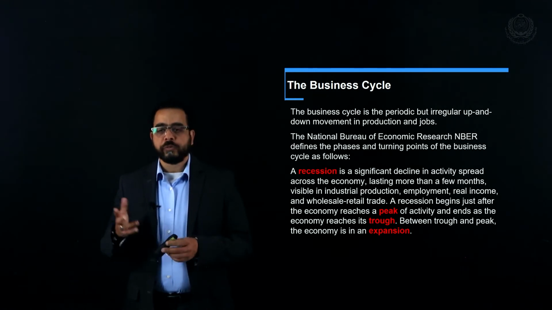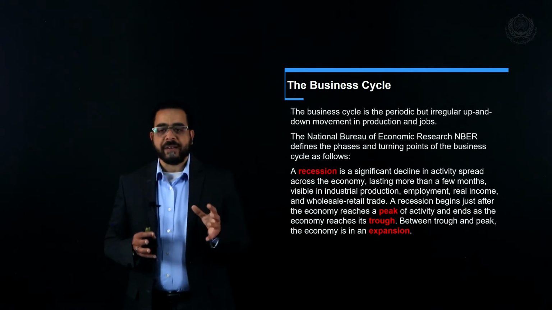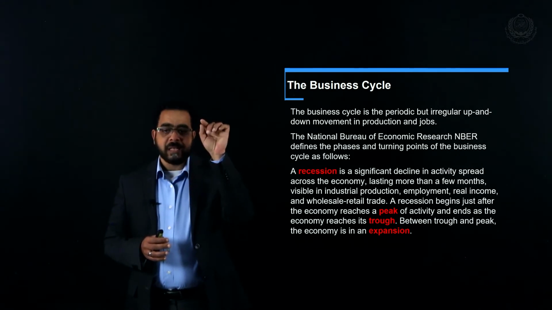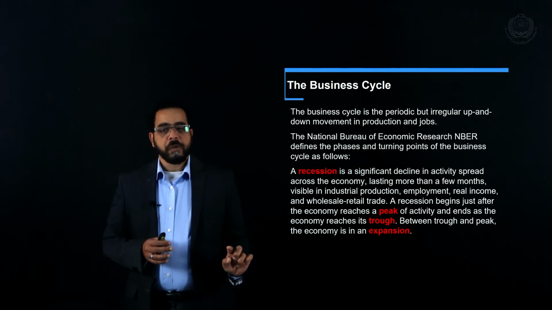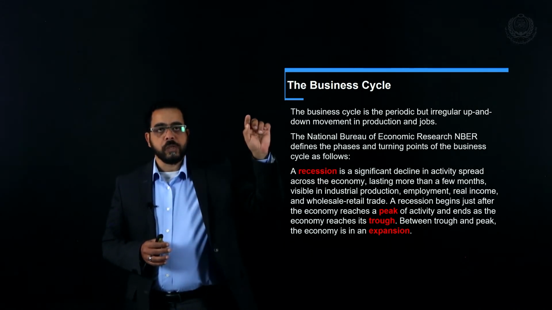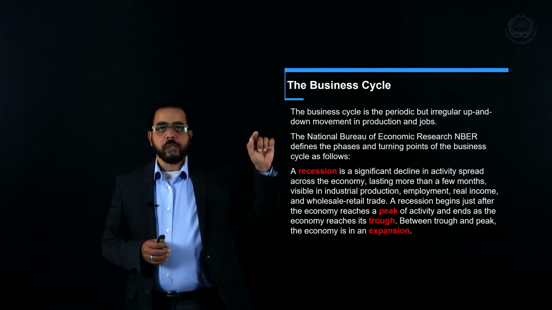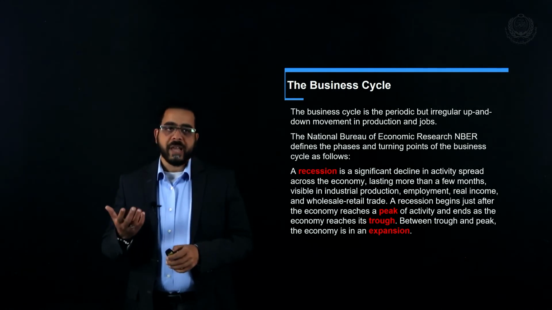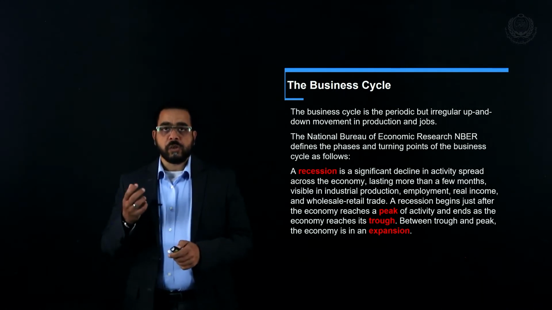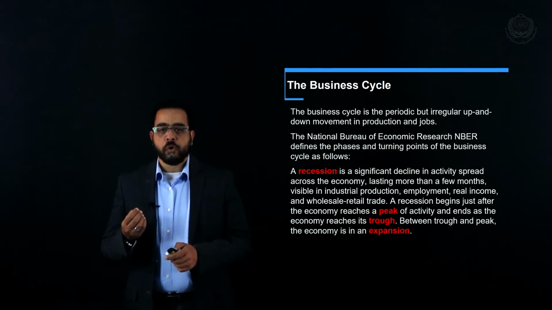Wholesale and retail trade as well. A recession actually starts after a peak, and the economy will go down until we reach the trough before we go up again into a new expansion. This is the business cycle definition by the NBER. So as you can see from the definition, employment and unemployment is one of the signals for the business cycle.